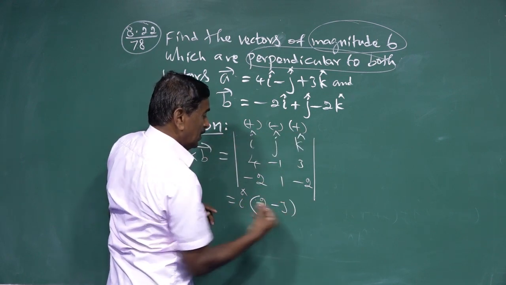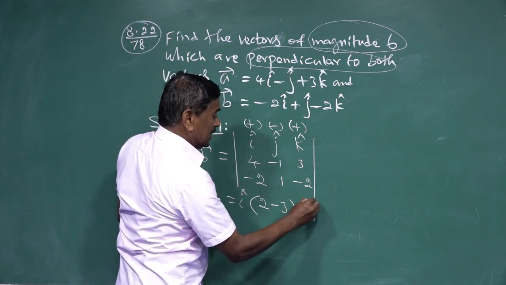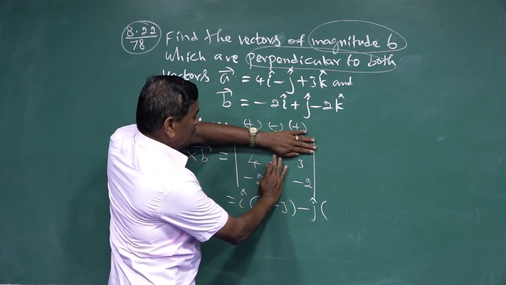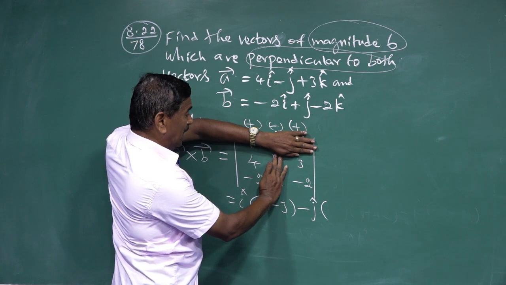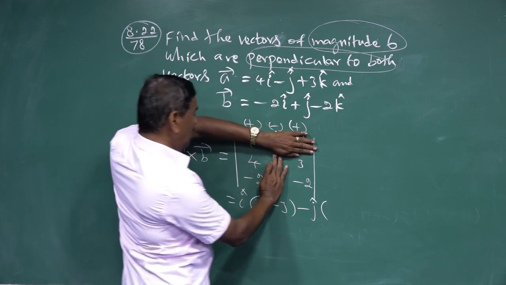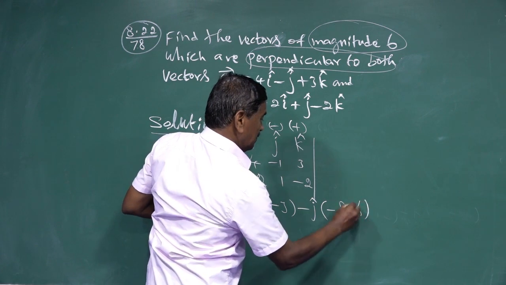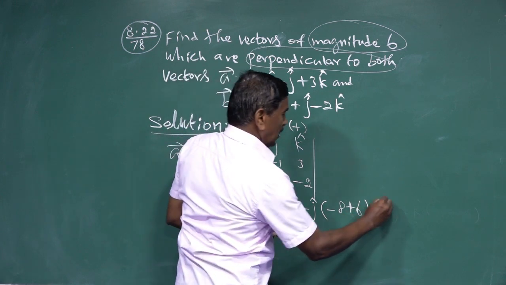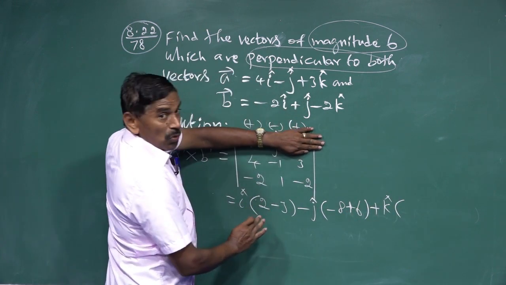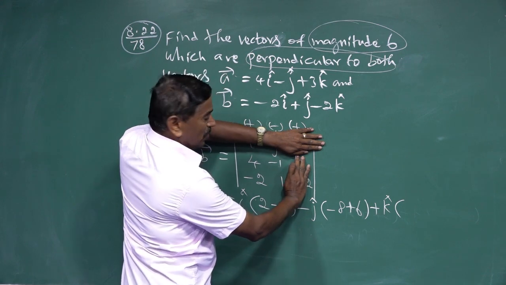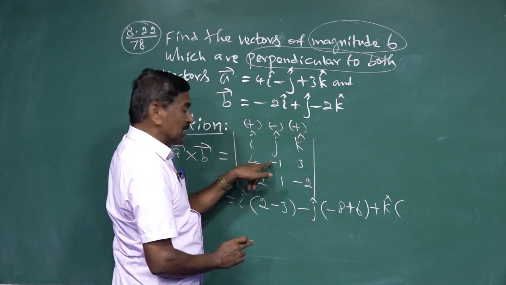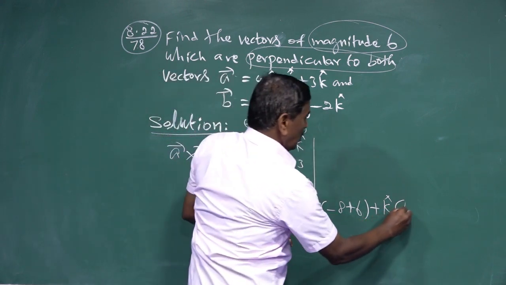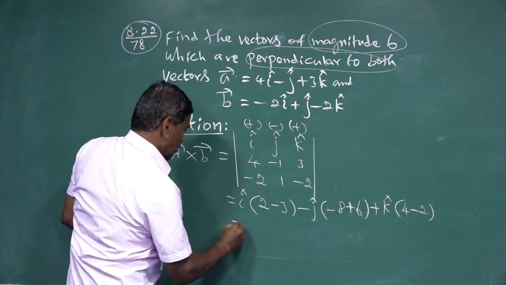Minus j cap into, forgetting its own row and column: minus 8 plus 6. Next, the term is plus k cap into, forgetting its row and column: 4 minus 2, because minus into minus is plus, with already one minus. So 4 minus 2. Complete.